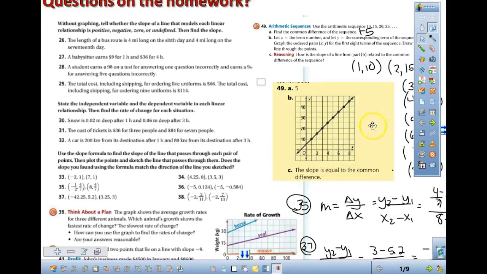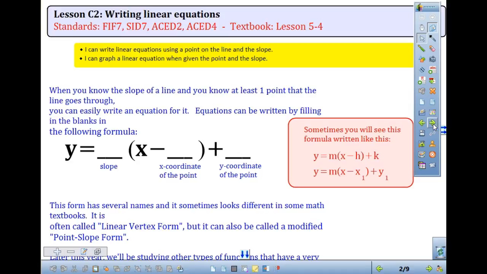At the end of this unit, we do a lot of work with arithmetic sequences, and we have a different type of notation. This one might have been a little difficult for you, knowing how to set this part up, but you should have been okay. All right, we're going to go on to your notes.